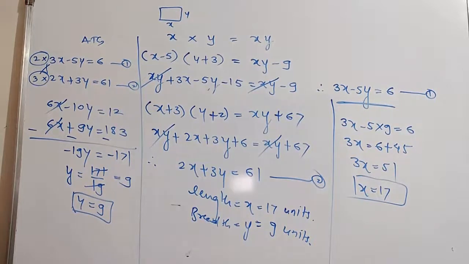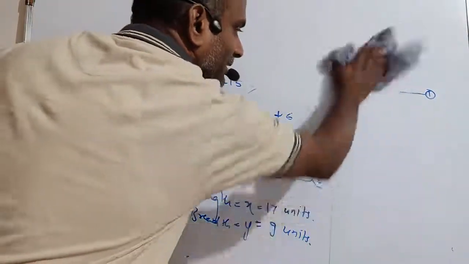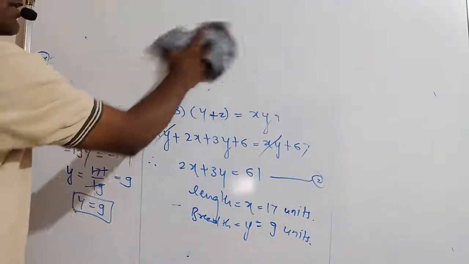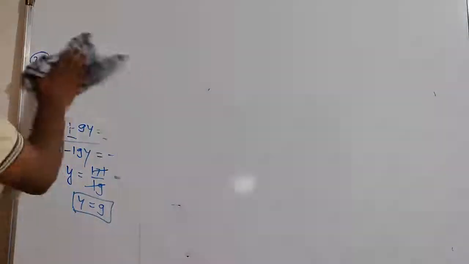Now we are moving to the last exercise of this pair of linear equations in two variables. The concept here is equations reducible to a pair of linear equations in two variables. So here the equations which are given are not linear. So we have to reduce them, convert them to linear equations, and solve them.